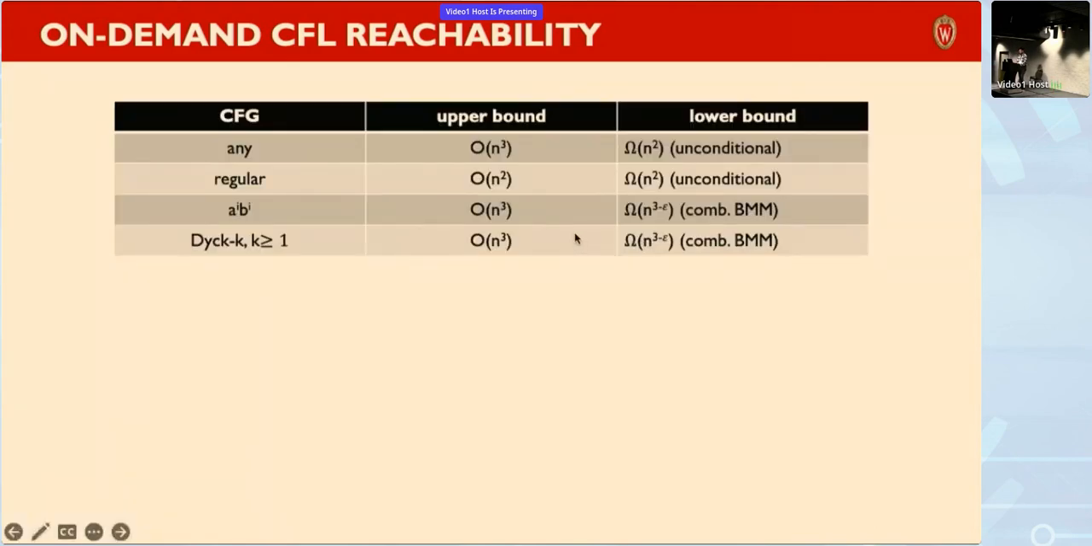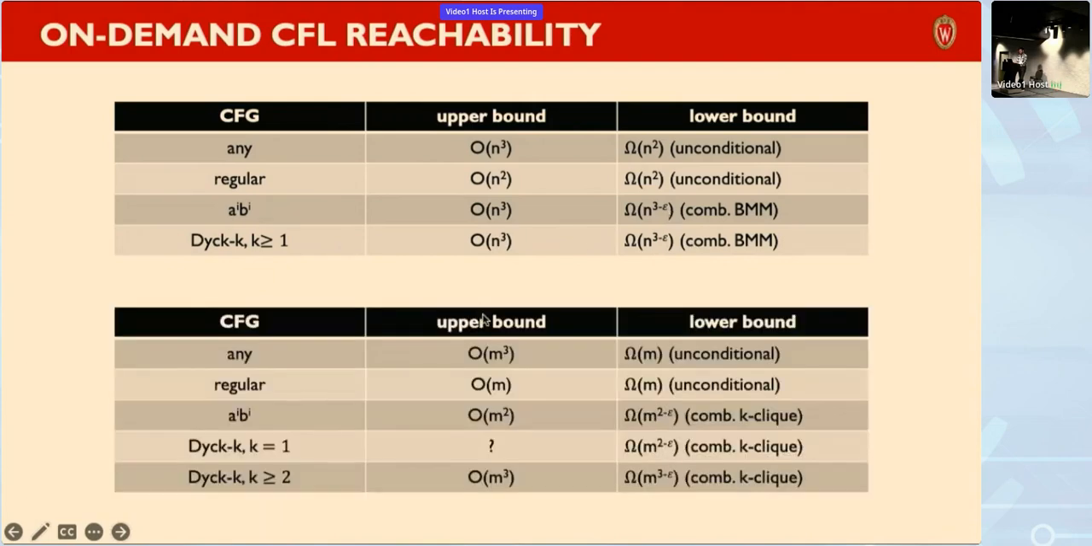So let me summarize the results for on-demand CFL reachability. For Dyck K, when K is greater than or equal to 1, in terms of n, we have a cubic upper bound, and we show that you cannot do better than this. Similarly, for AiBi, we can show the same result. And in terms of m, we have the following results. Let me just highlight the last two rows. For Dyck K where K is greater than or equal to 2, we have a tight result. But for Dyck K where K is equal to 1, this is still an open problem.